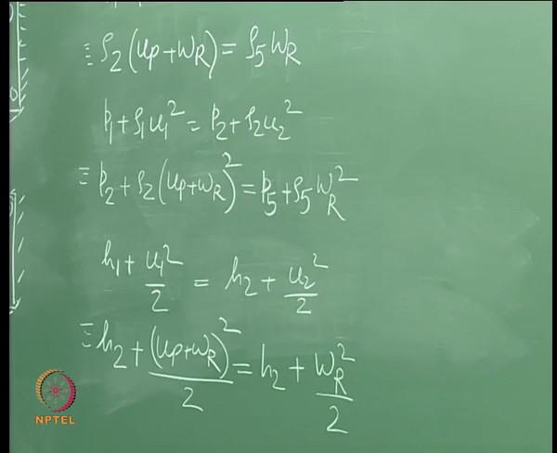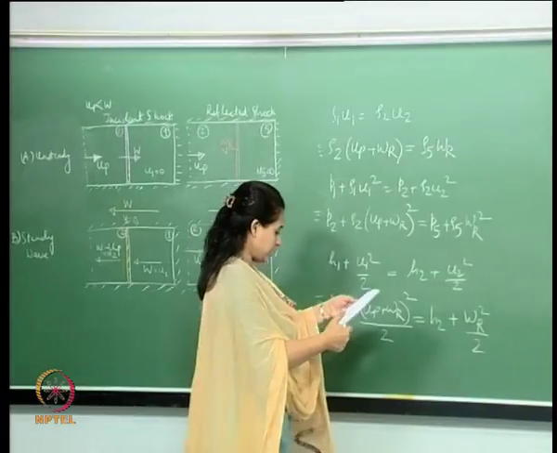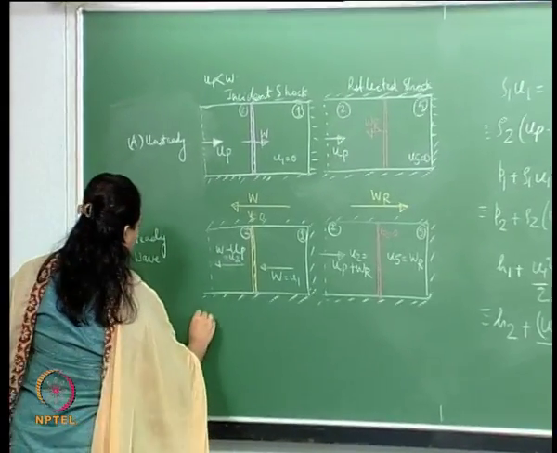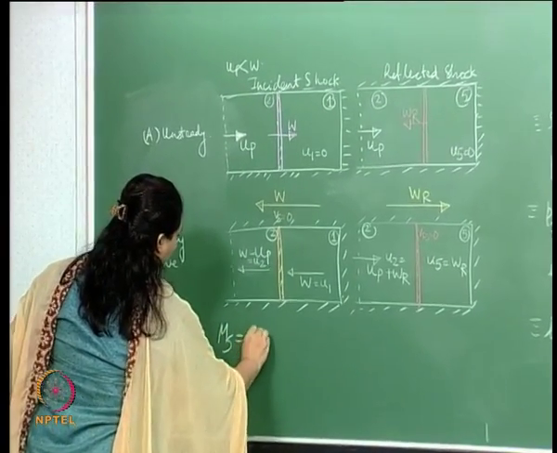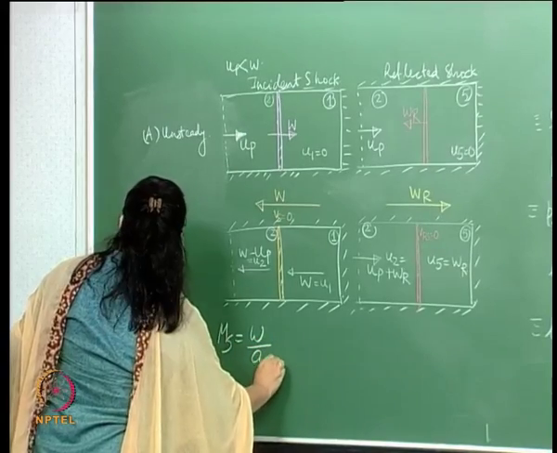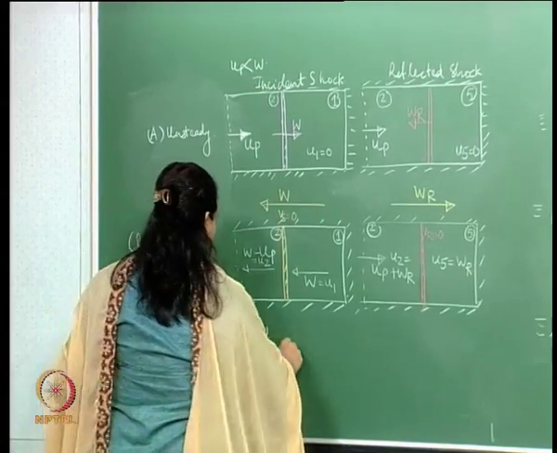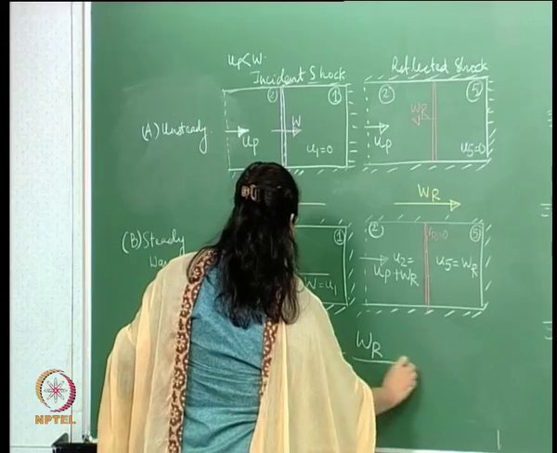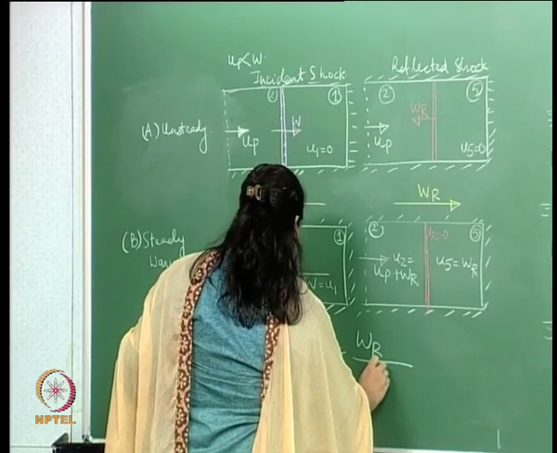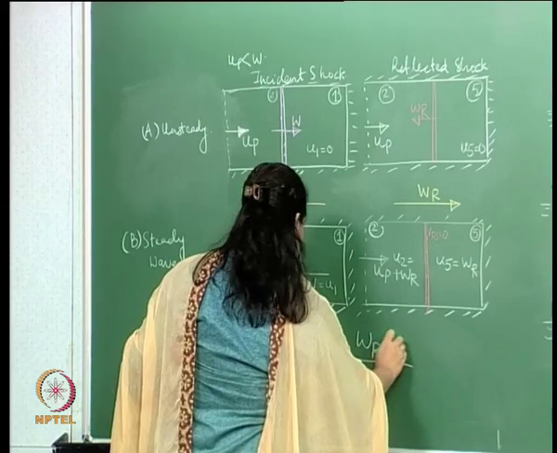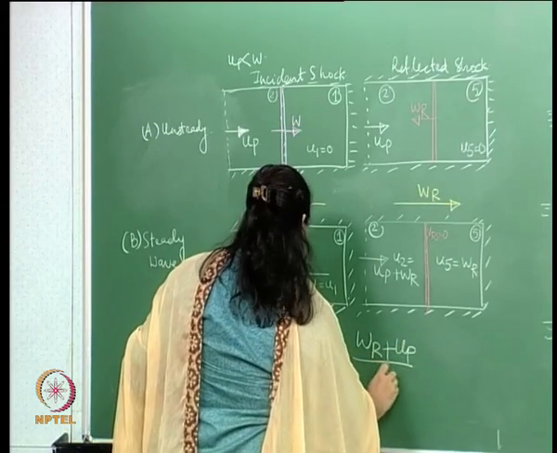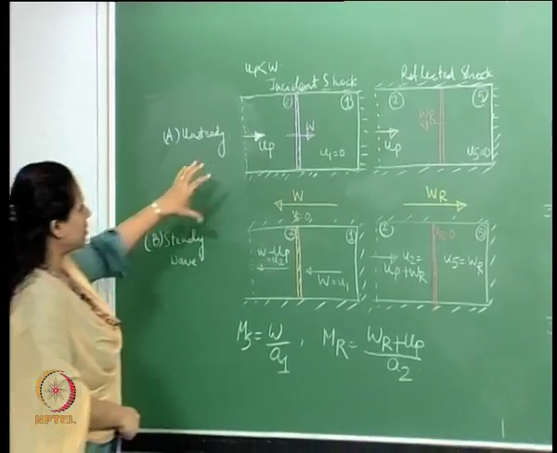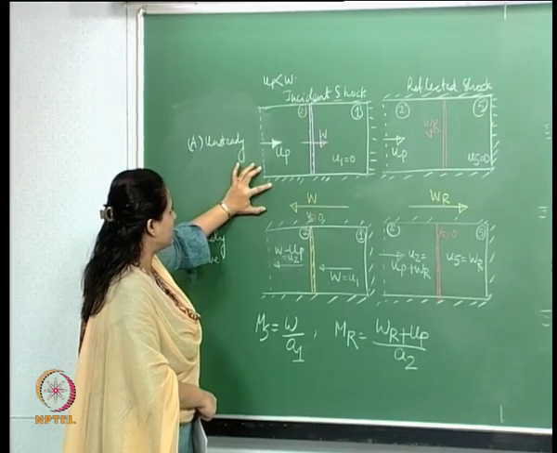Okay, now the question is, we have two more relationships. If you remember here, we had two more relationships. For example, for the incident shock we had this, right, and for the reflected shock then we shall have, okay. So now for the incident shock, if you look over here, this is for the incident shock.